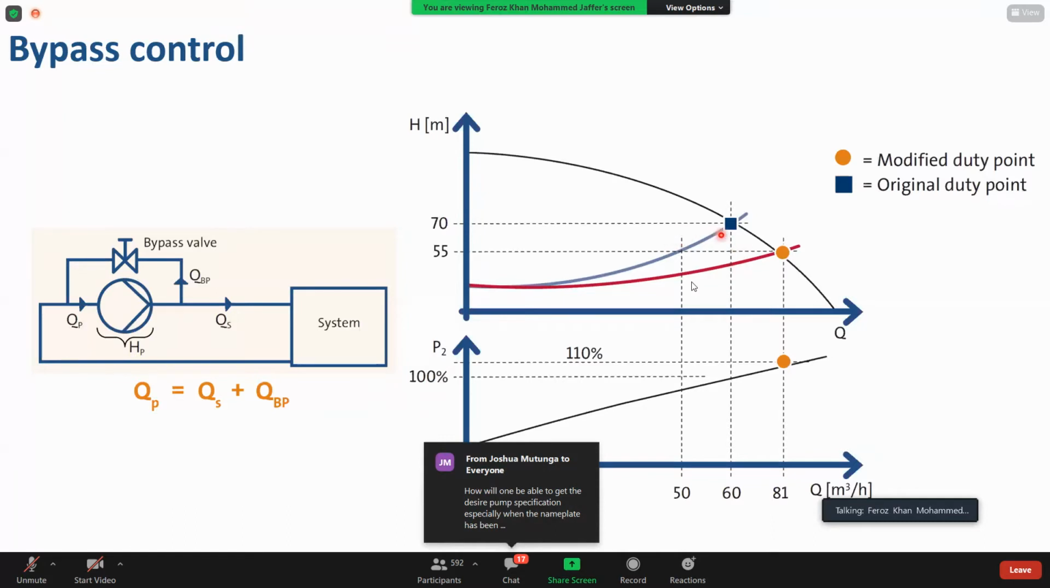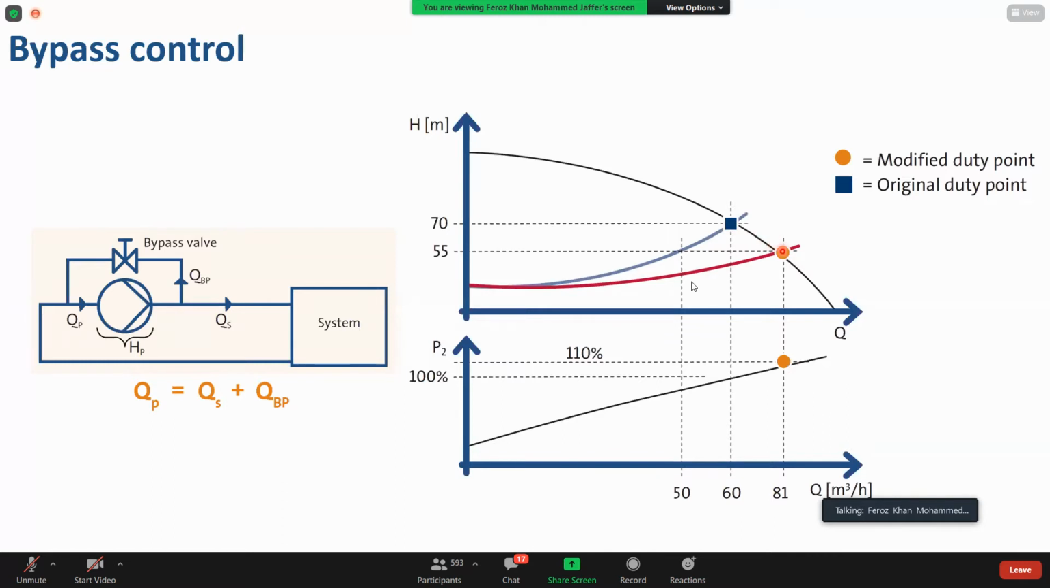So when we do this, the system curve will shift towards the right-hand side of the curve. So from this point, the duty point will move to a modified duty point. In this case, we get excess flow, 81 meter cube per hour, but the system will get 60 meter cube per hour only, as per the requirement.